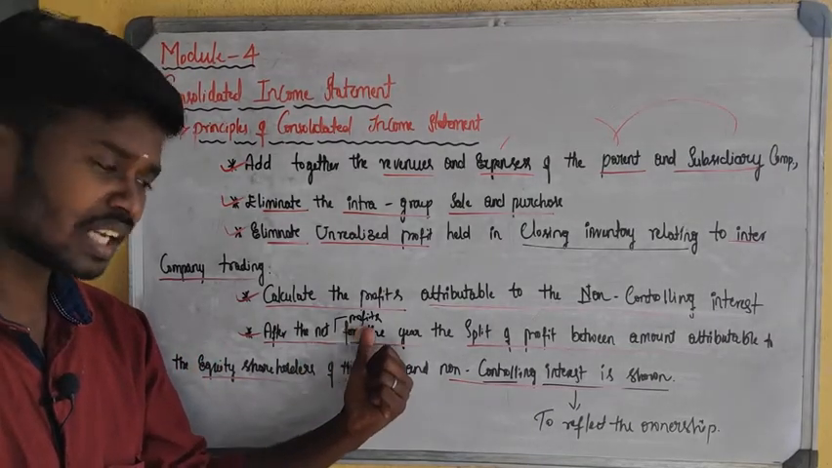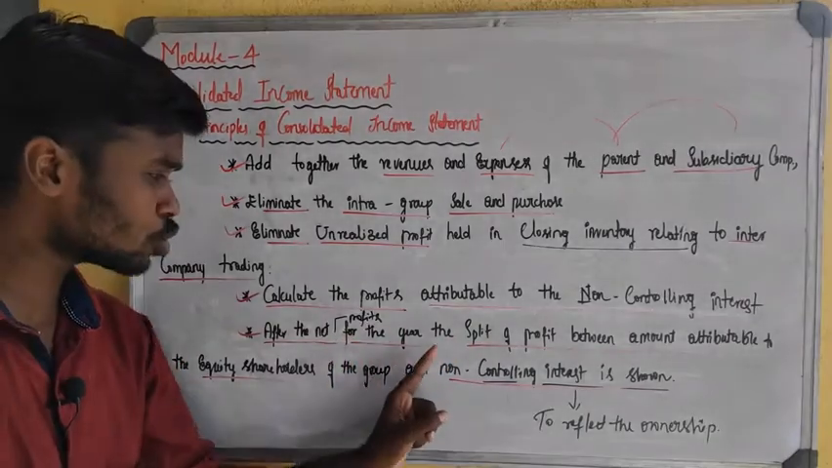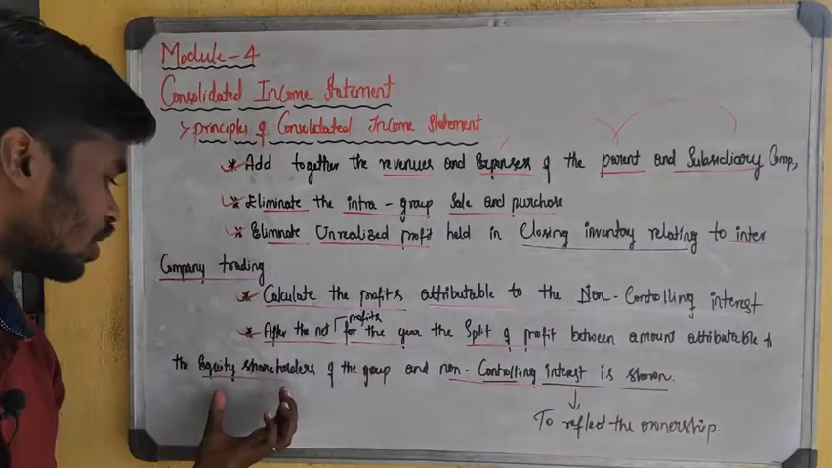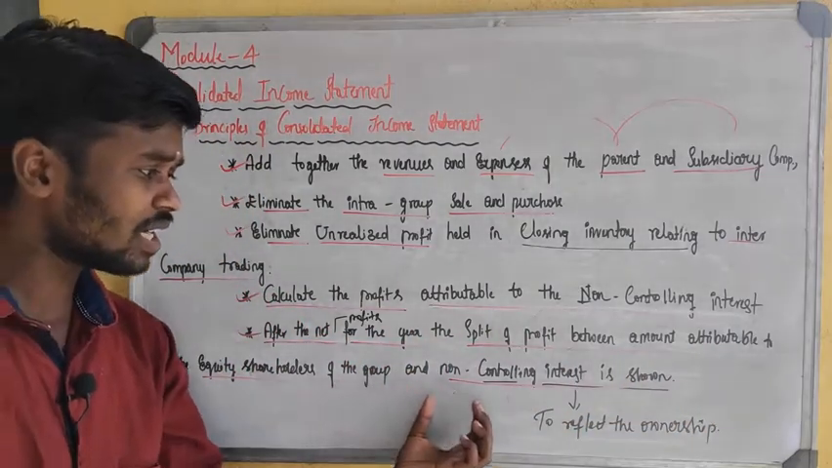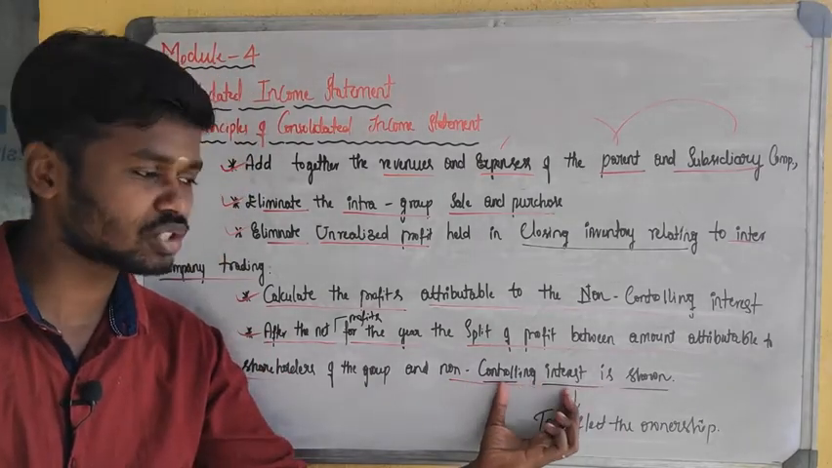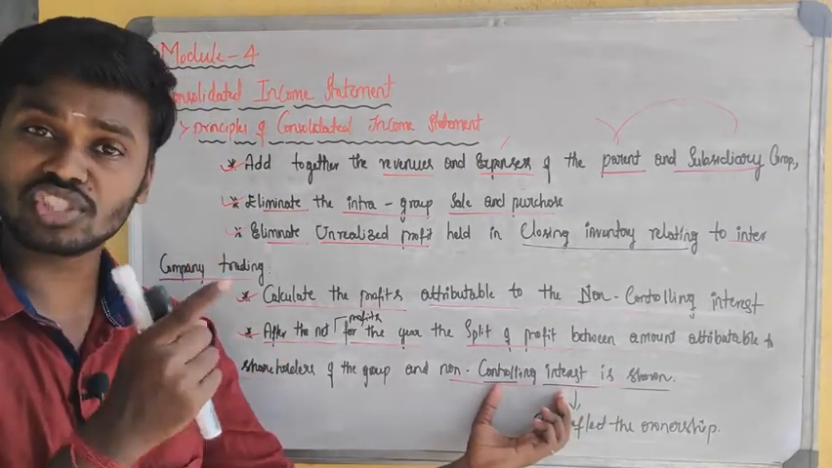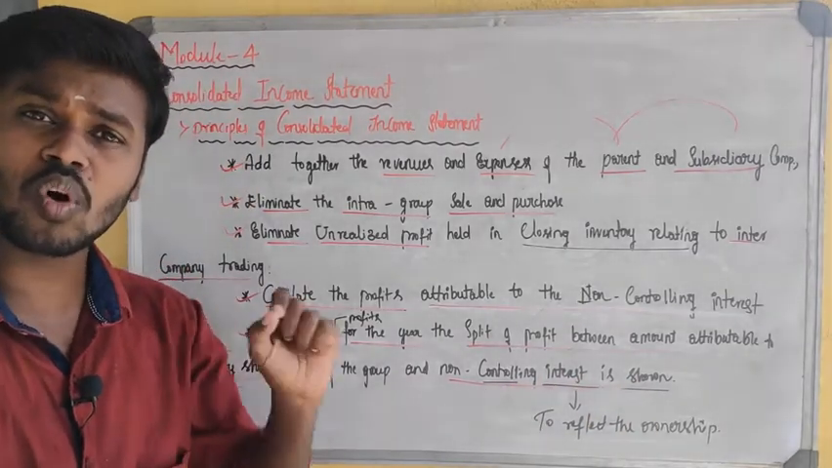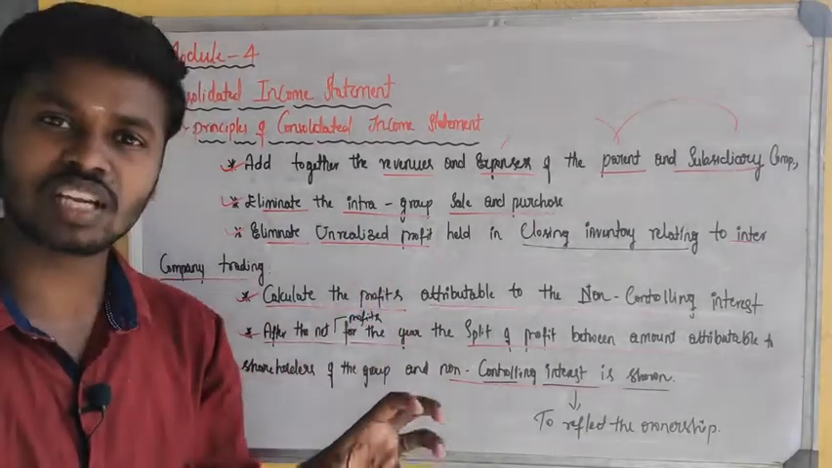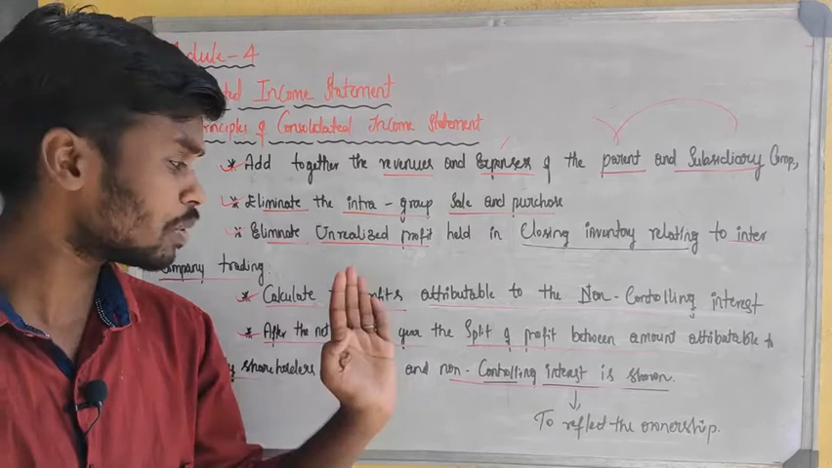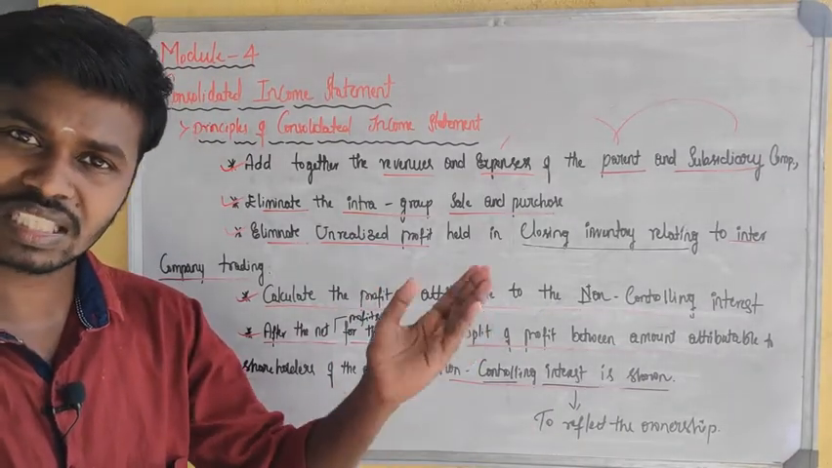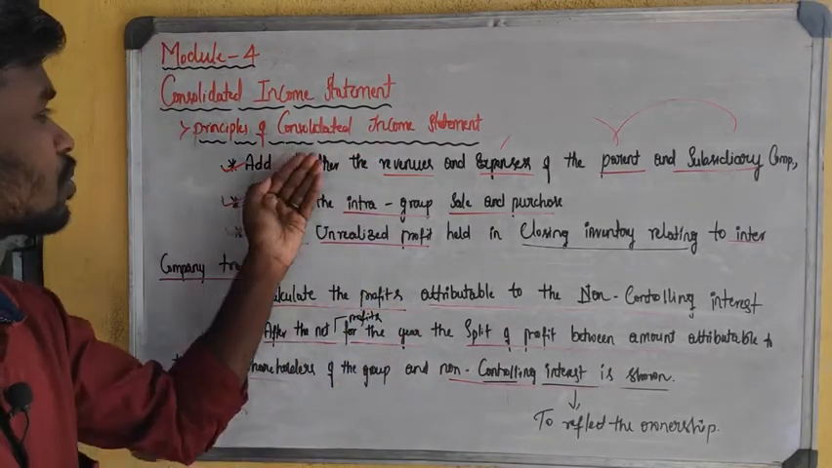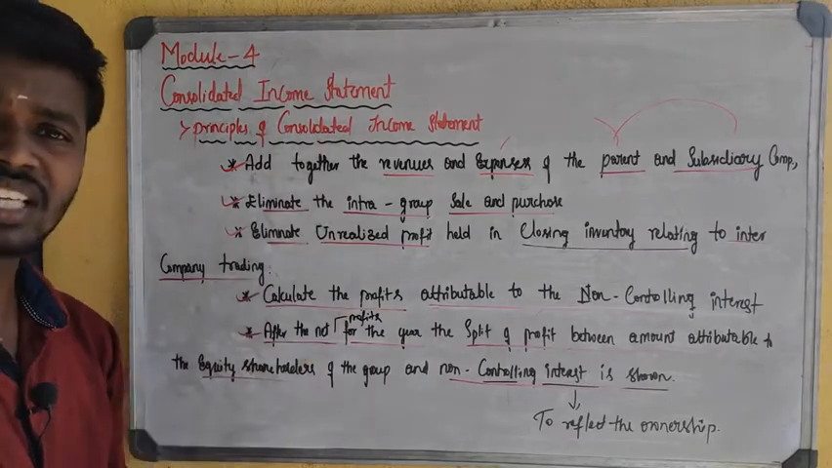After calculating the net profit for the year, we have to split this net profit between the amount related to the equity shareholders of the company in the group, and the minority shareholders, that is non-controlling interest, in order to reflect the ownership. So in whatever ratio the ownership exists in the subsidiary company, if we want to know that, we have to split the profit between the equity shareholders of the company and also the minority shareholders of the company. So these are the basic principles in preparation of the consolidated income statement.